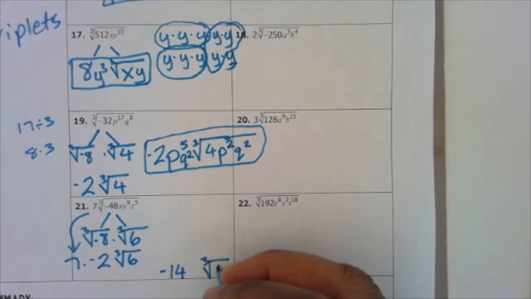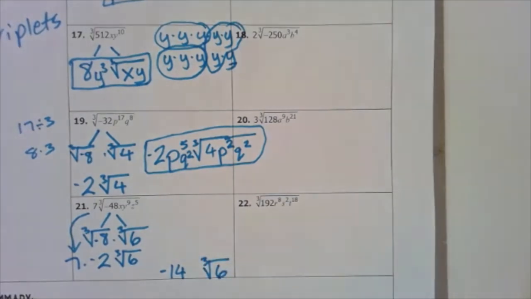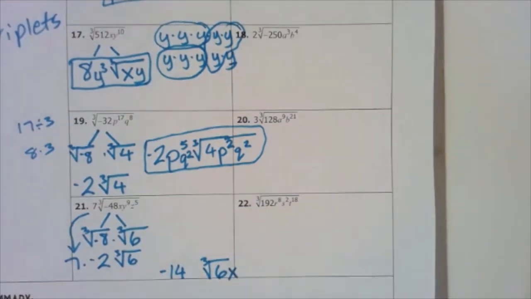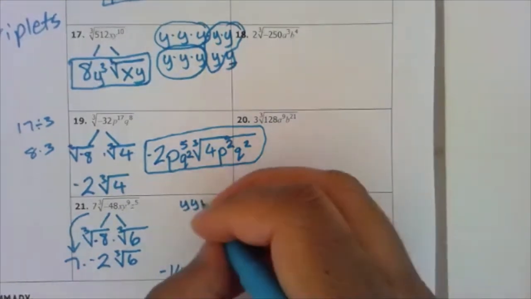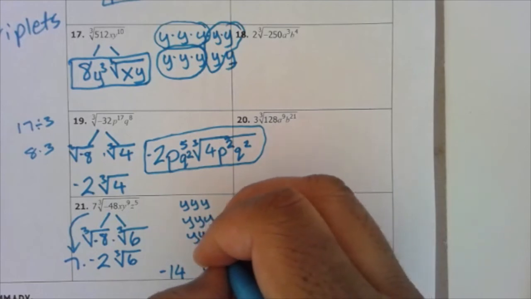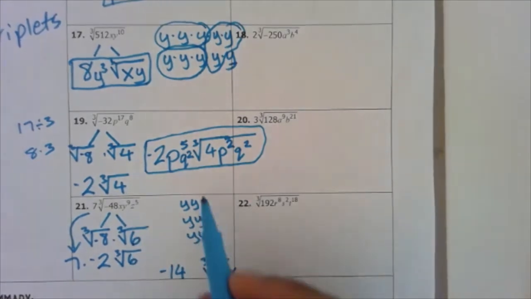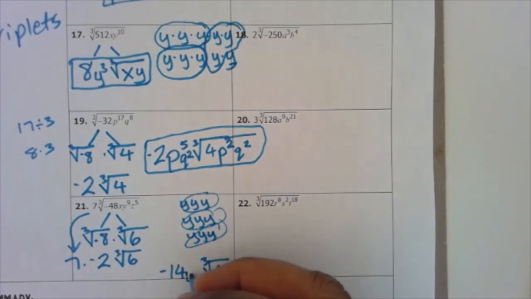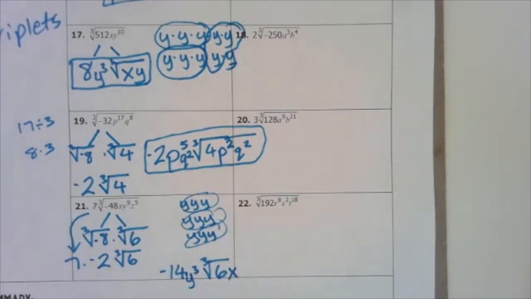Now I'm giving myself a little bit of space because the one thing we haven't dealt with just yet are those variables here. So let's dive right into that. I see the lonely x, so it looks like that's going to stay on the inside because there's no triplets there. I have y to the 9th. Once again, I could write out all of my y's, that's perfectly fine, or I could just divide by 3, and I would end up with 3. So I'm going to have y to the 3rd. Those triplets get to go outside.